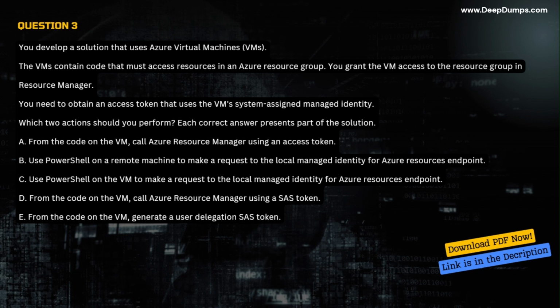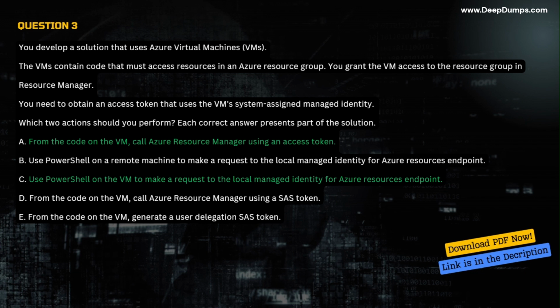A. From the code on the VM, call Azure Resource Manager using an access token. B. Use PowerShell on a remote machine to make a request to the local managed identity for Azure Resources endpoint. C. Use PowerShell on the VM to make a request to the local managed identity for Azure Resources endpoint. D. From the code on the VM, call Azure Resource Manager using a SAS token. E. From the code on the VM, generate a user delegation SAS token.